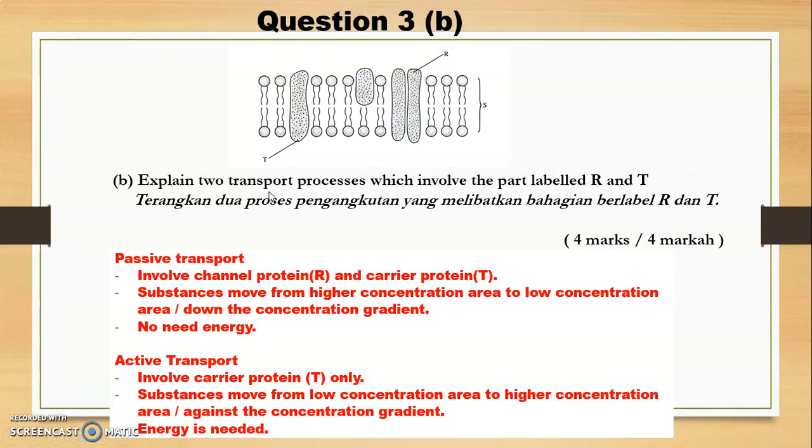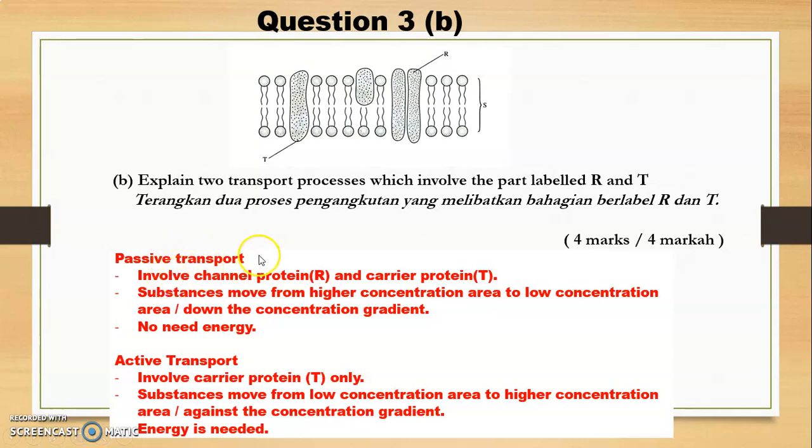And then in the passive transport, there are three types of passive transport. What are they? Simple diffusion, osmosis, and also facilitated diffusion. But in active transport, it's just one active transport. So you have to explain about the passive transport and also active transport, because both of these transport involve the channel protein and also the carrier protein. Okay, so let's go to the answer.